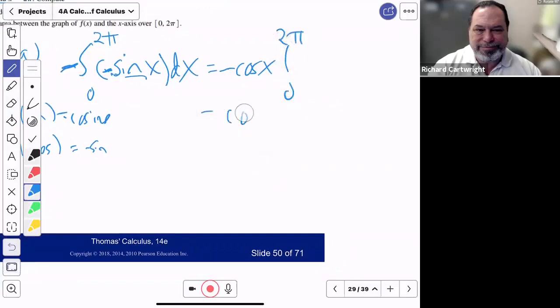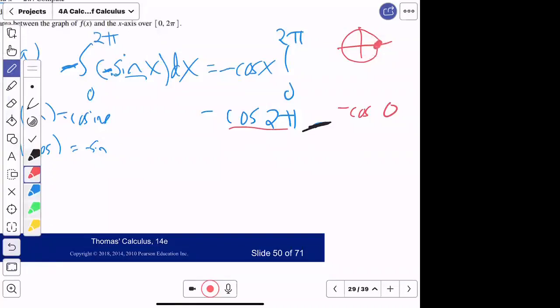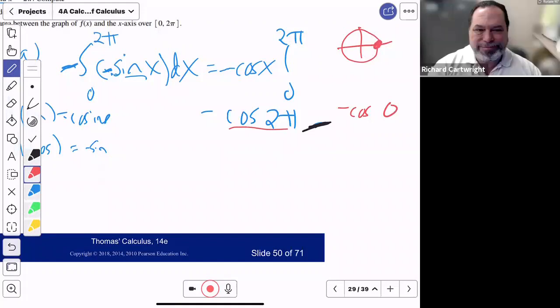That gives me a negative cosine of 2 pi minus, this is the minus because we always put minus when I do the two pieces, minus the negative cosine of 0. Really quick, guys, what's the cosine of 2 pi? I'm just going to draw the picture all the way around right here. What's the x number of that dot? It's 1. So this thing becomes a negative 1.